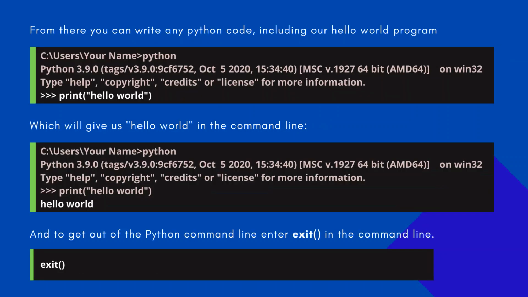From there you can write any Python code, including our hello world program, which will give us hello world in the command line. And to get out of the Python command line, enter the exit function in the command line. That means exit and parenthesis. Don't worry, we will learn about functions and other stuff in our upcoming lectures.